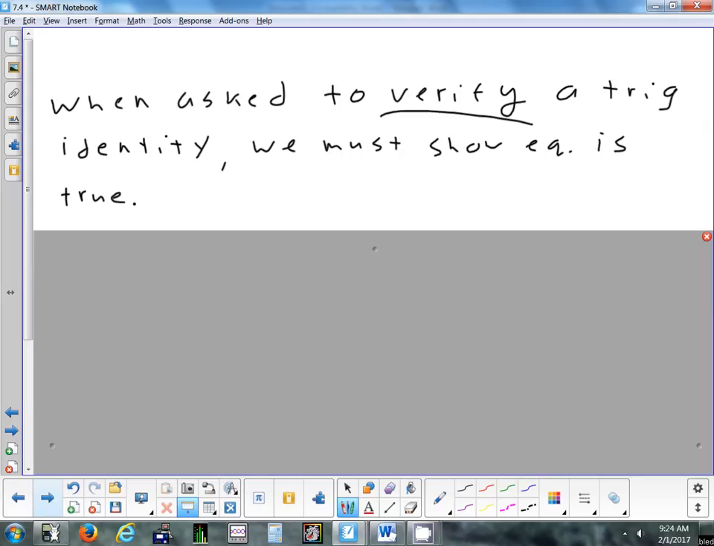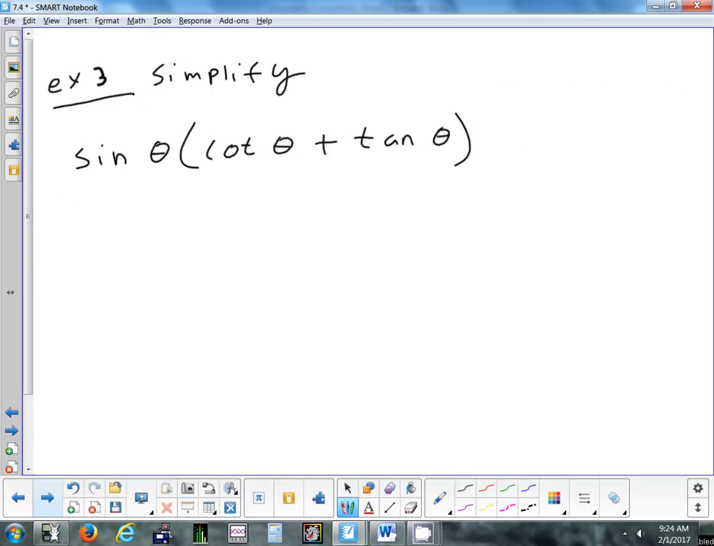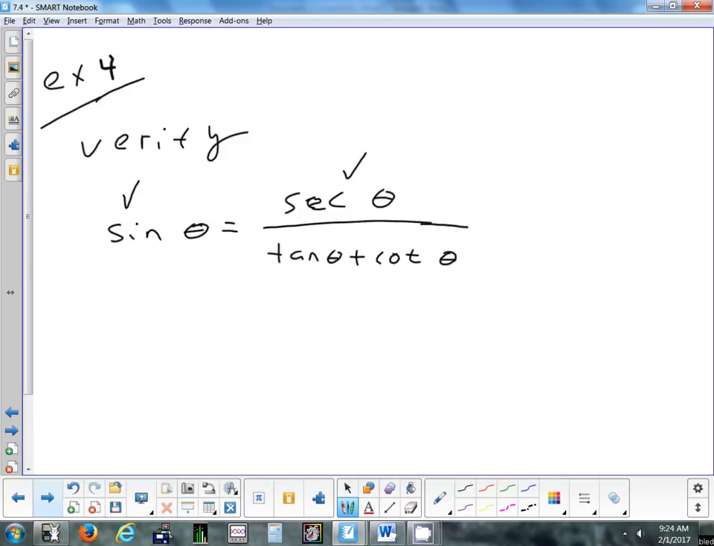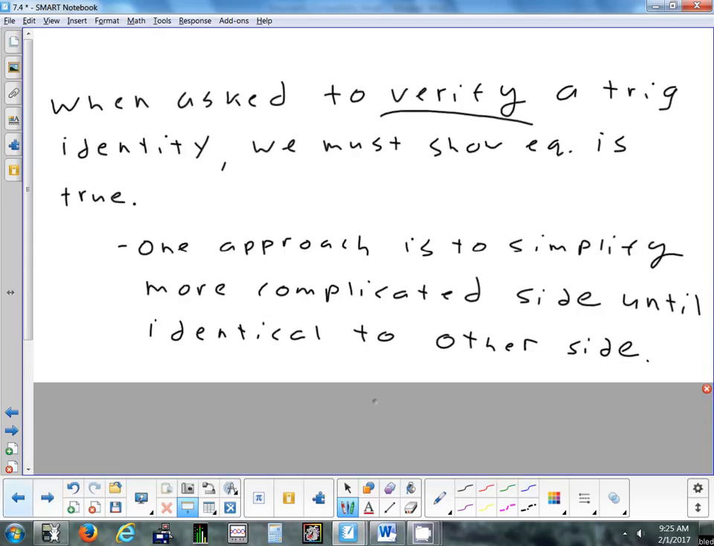So when they ask you to verify, since they're going to give you what to start with and what to end with, you really have two choices how you want to do the problem. You can either take what's on the left and turn it into what's on the right, or take what's on the right and turn it into what's on the left. You can do it either way. My suggestion, though, is to always start with the side that looks more complicated. It's a lot easier to take something that's complicated and simplify it than it is to take something that's simplified and make it more complicated.